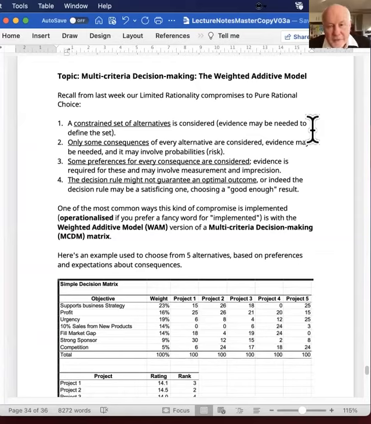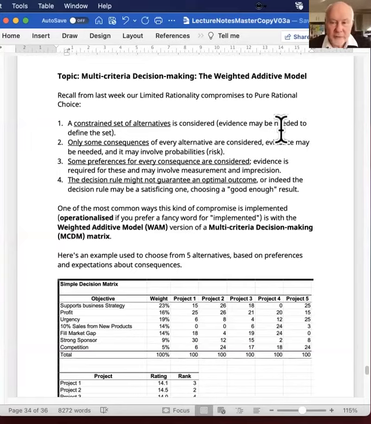And similarly with preferences. So preferences are often quite complex, and you have to take into account not just the preferences of the decision maker, but of other stakeholders as well. And then there's the decision rule. In real life, decision rules can get really complicated if you try and approach perfection with them. So what we often do is we fall back to some kind of decision rule that's fairly straightforward and easy to understand.